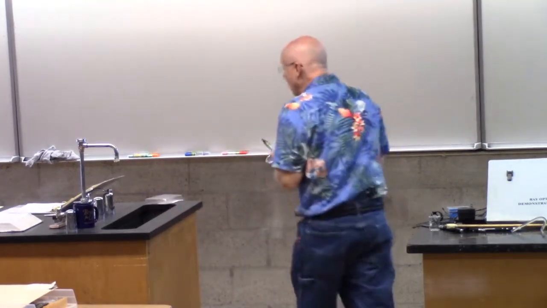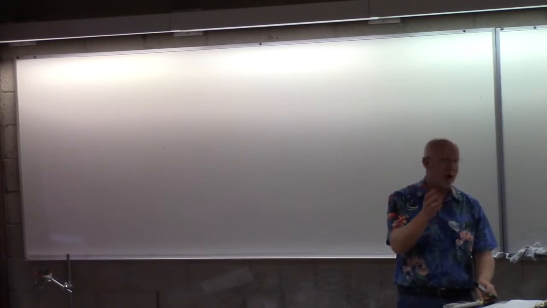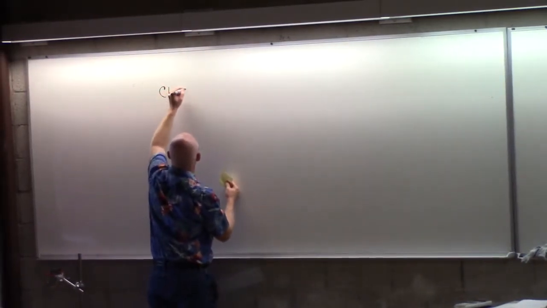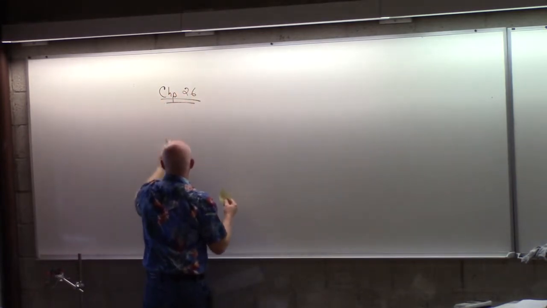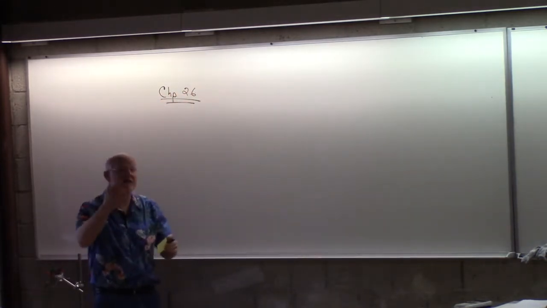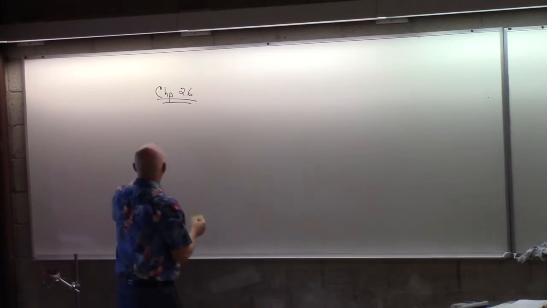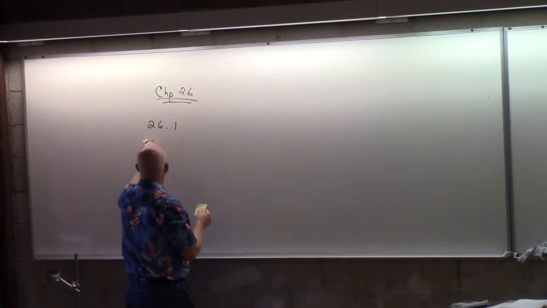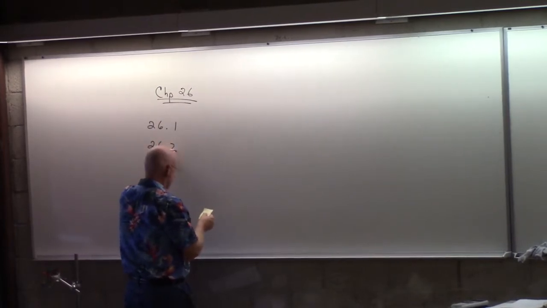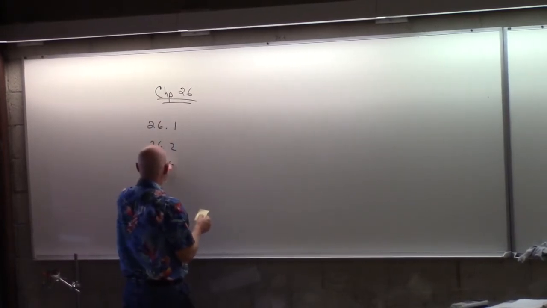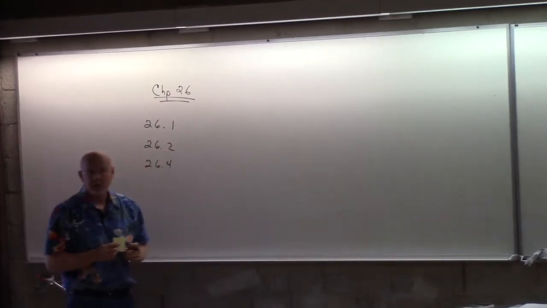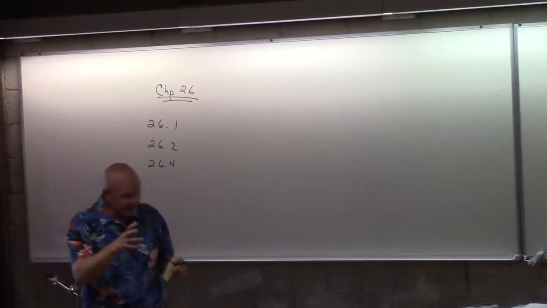So here's my game plan. It might be a little bit over ambitious, so we might not even get this far, but I'm hoping that in this chapter, chapter 26, I can show you some nice life science related stuff. And so I want to do sections 26.1, 26.2, and 26.4. Those will be the limited topics.